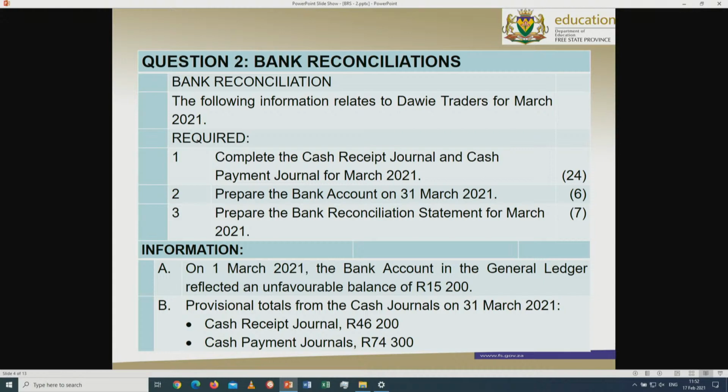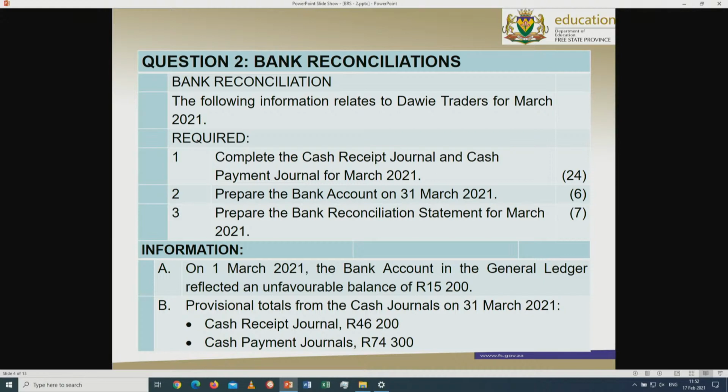We are on question 2 because we have done question 1 yesterday. We are doing question 2 today. Remember, I said after the theory, we are also going to check the possible exam type questions. So this is question 2, bank reconciliation.